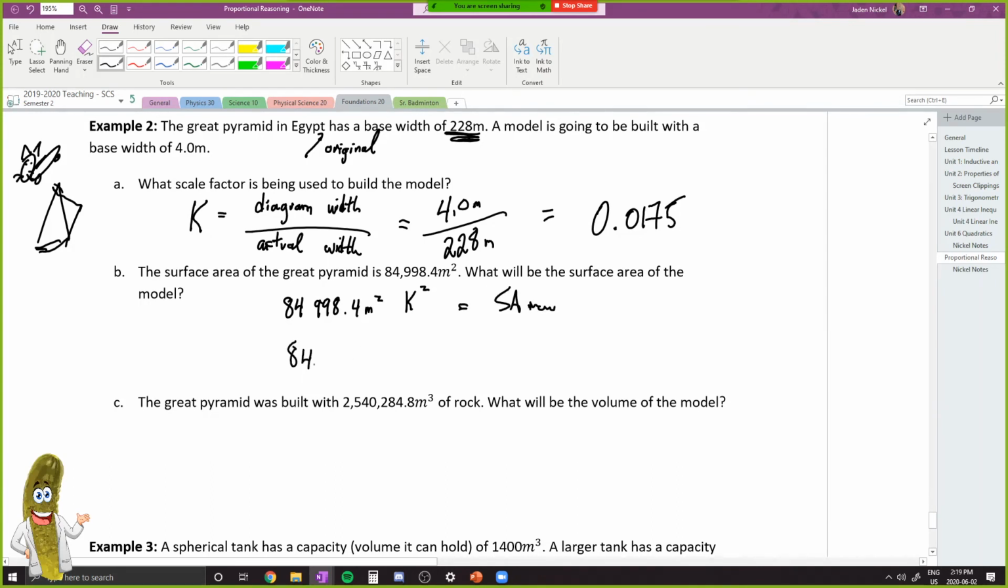So we get 84,998.4 meters squared. Multiply that by 0.0175, and we need to square that value. Again, reminder that this meters squared does not mean that the 84,000 is also squared. It just means that the meters have been squared. When you do so, you end up getting a new surface area of 26.03 meters squared as our final solution. And that looks like a 3. Let's fix that. Meters squared.